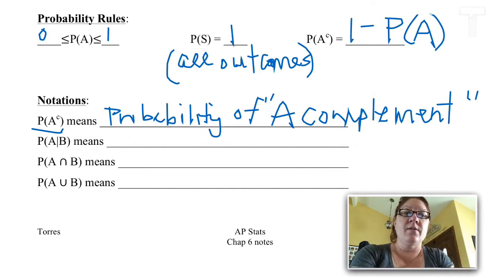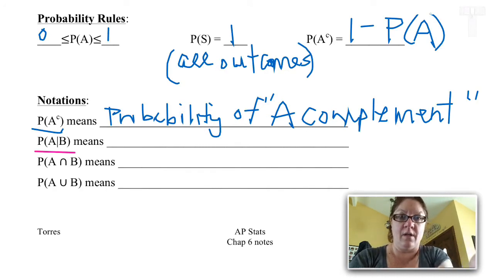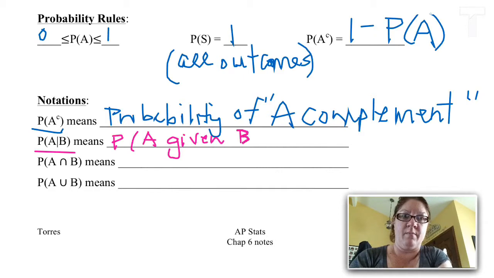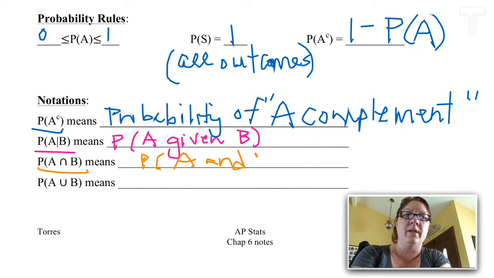And then for the rest of these notations, I don't know how familiar you are with these from your previous math classes, but this is the probability of A given, that's how I read that vertical bar, B. We're going to talk more about conditional probability. You've actually already been doing some of it with your two-way tables, even though you didn't know that's what you were doing. And this next one is the AND symbol. So this is probability of A and B. And then the bottom one is your OR statement. So probability of A or B.